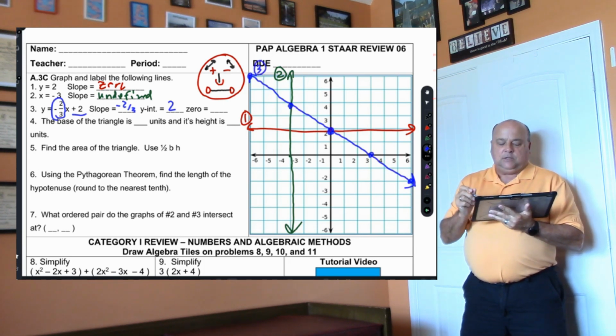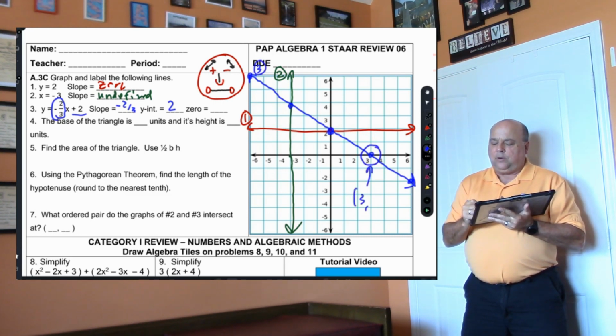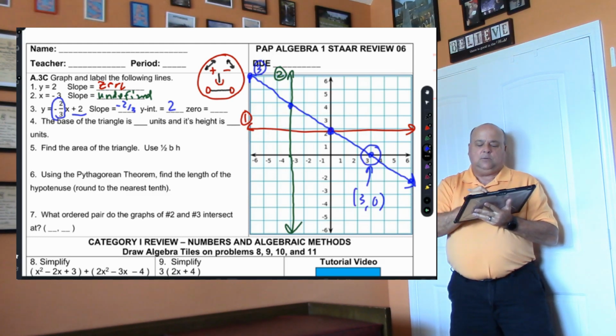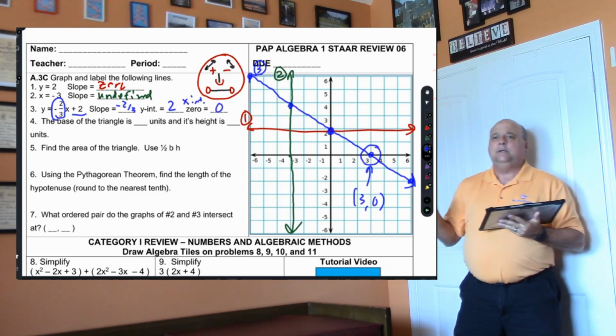Now then notice our 0 is going to be right here. Where does it cross the x-axis? At 3, 0. So an input of 3 outputs 0. So the 0 is the same thing as the x-intercept.